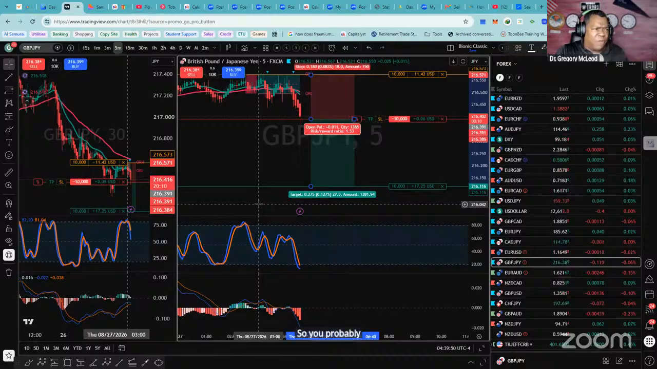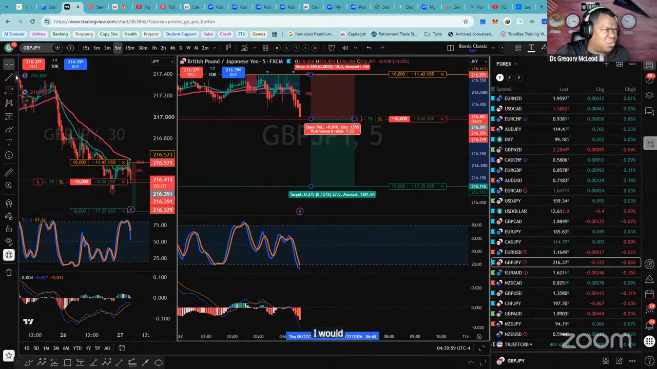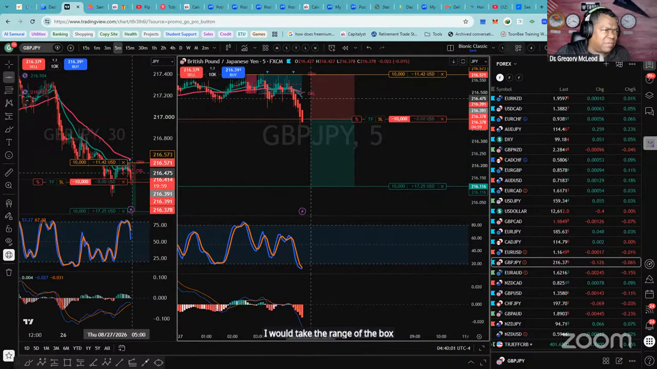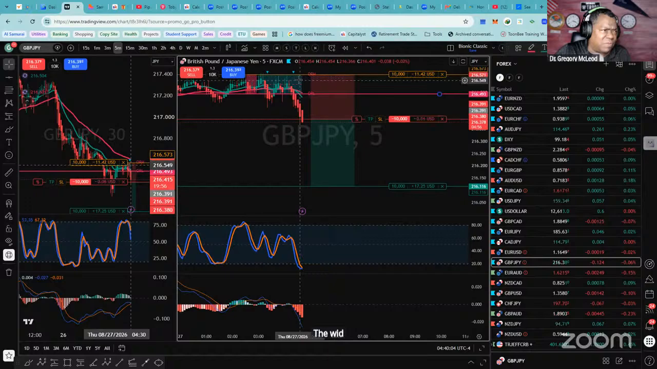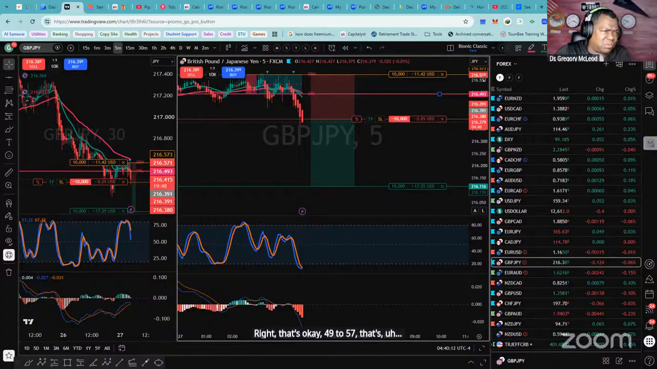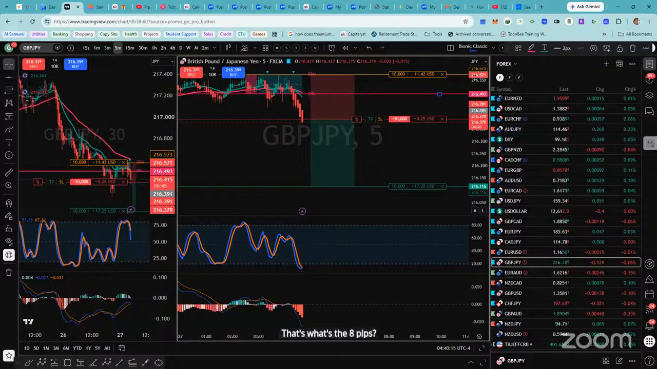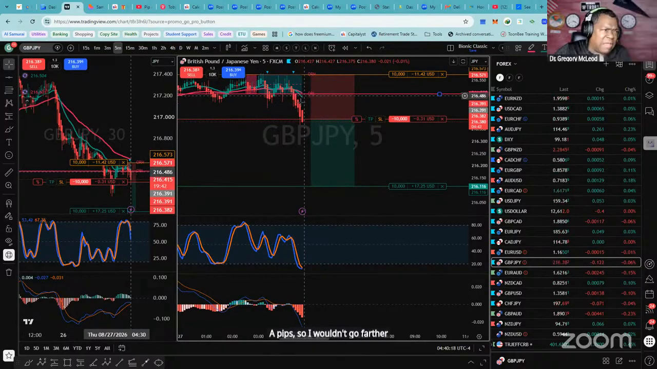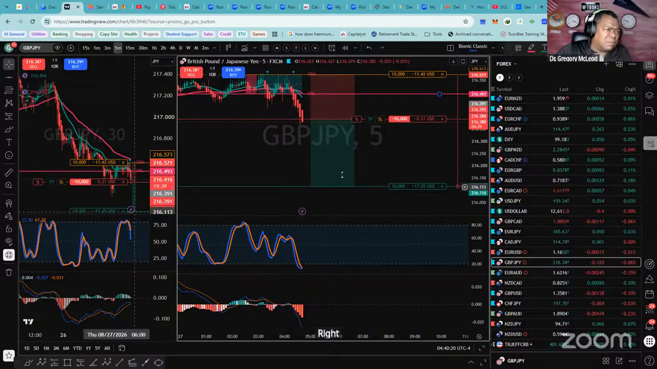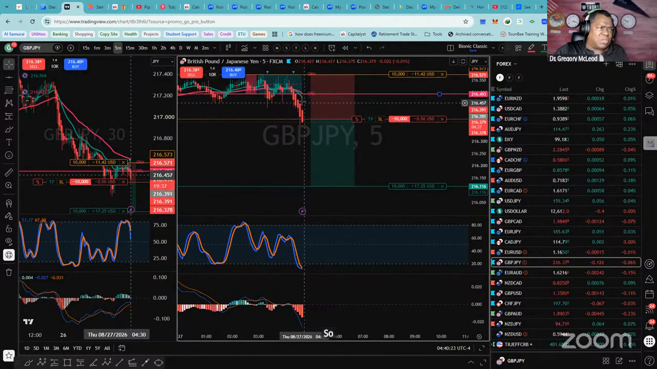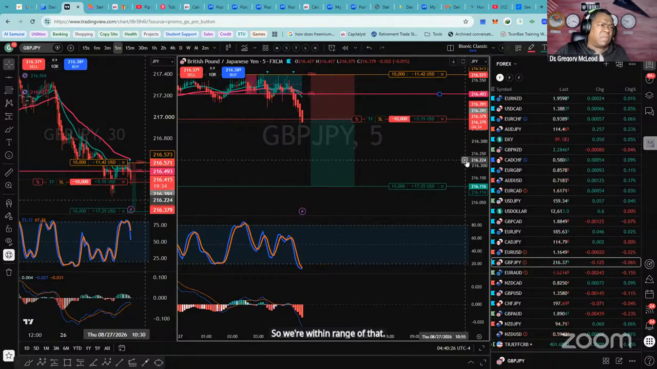So you probably say, well, how far can we get in after something breaks out? I would look at what the current range is. I would take the range of the box, of the samurai sword, the height, the width of the sword, right? I say, okay, 49 to 57, that's 8 pips. So I wouldn't go farther than 8 pips. So we're within range of that. Especially on a volatile pair like pound yen, that's just nothing.